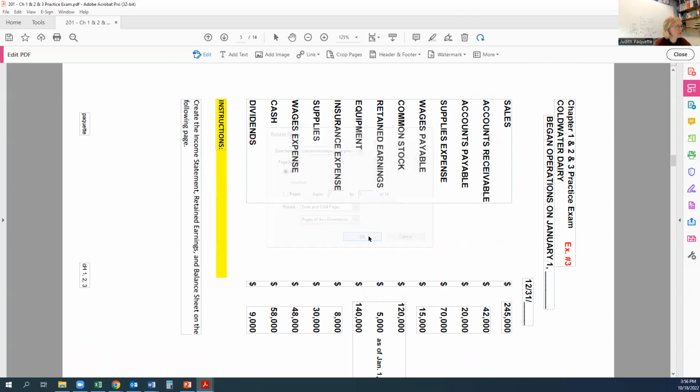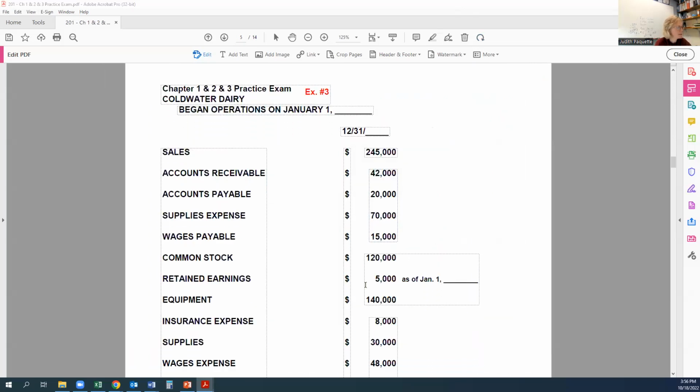It has to tell you. So in this case, this began operations January 1, and all of these accounts are as of 12/31, so basically at the end of the year. But it has to tell you what retained earnings is, and the retained earnings here is as of January 1.